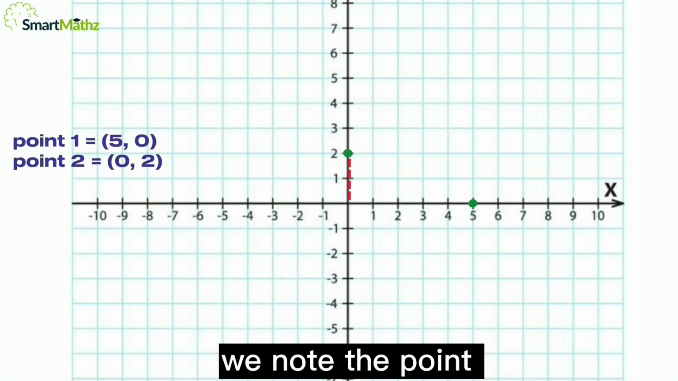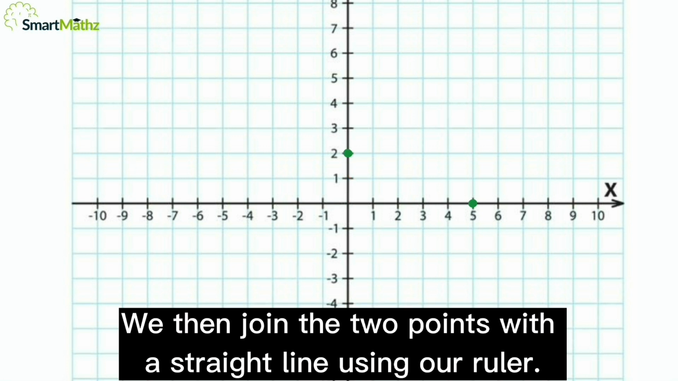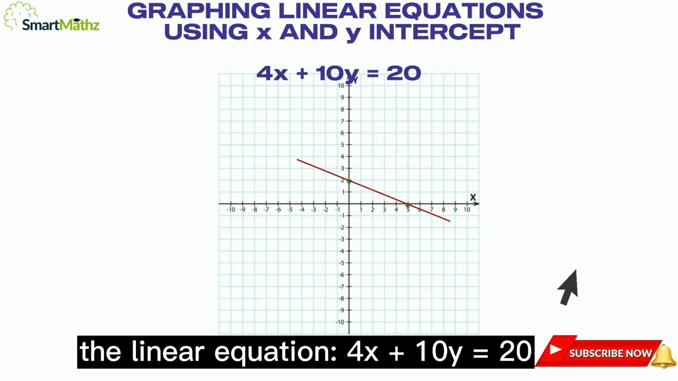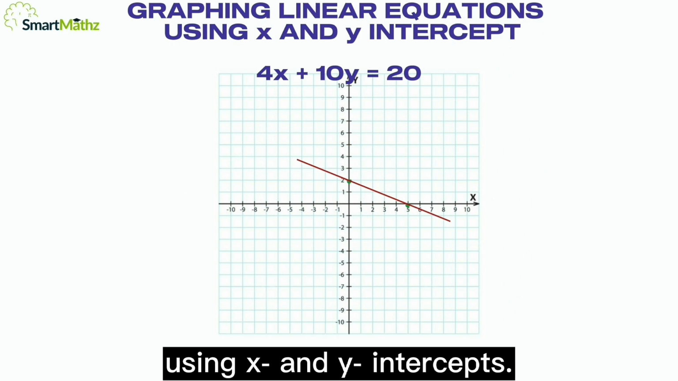We note the point. We then join the 2 points with a straight line using our ruler. That's all, and we are done graphing the linear equation 4x plus 10y equals 20 using x and y intercepts.